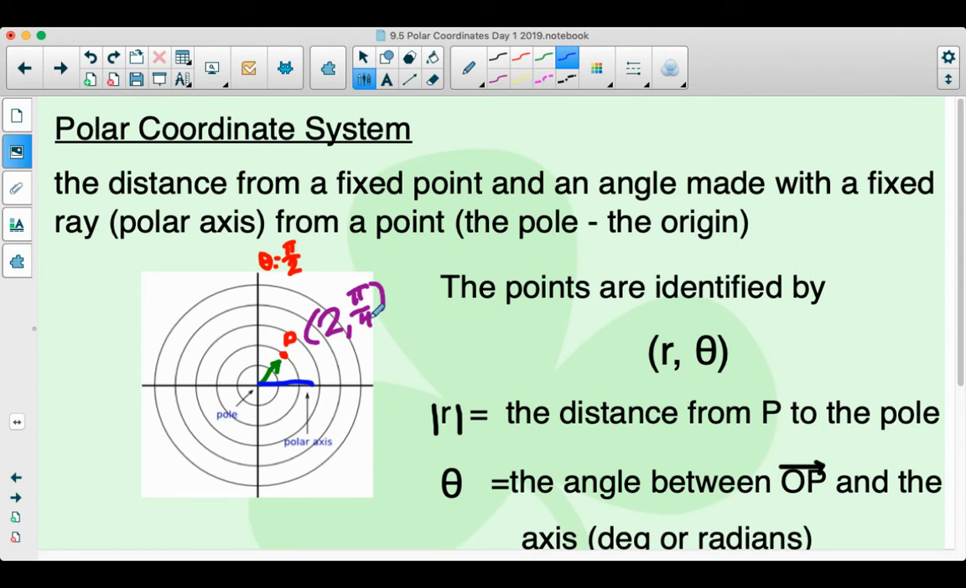Typically, when we're graphing points on the polar coordinate plane, we look for the angle first, and then we count outward in the R value. So we would find our angle pi fourths first, and then we would count out 1, 2. And I'll show you on the next graphs how much easier that is because of the guidelines that they set up for us to graph with.